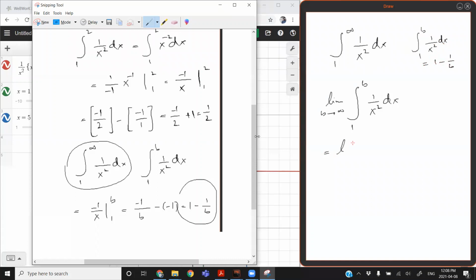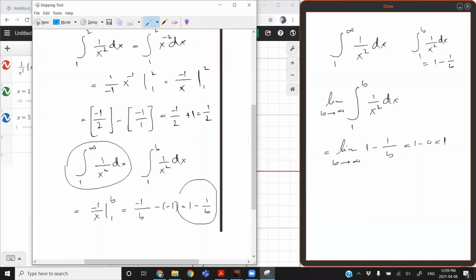So this is going to be the limit as b approaches infinity of 1 minus 1 over b. And it's evident that if I increase b, this part is going to approach 0. So I get 1 minus 0, which is 1.